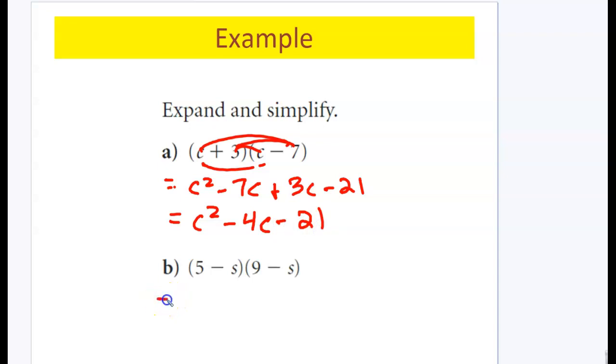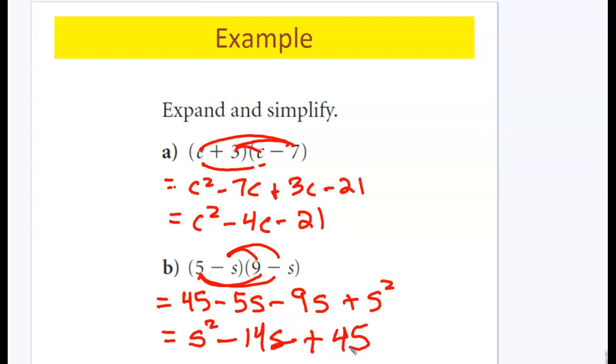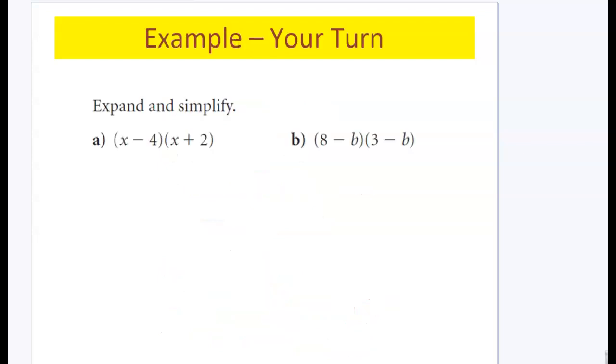Okay, in the next example, I'm going to have 5 times 9 is going to be 45. 5 times negative s is negative 5s. Negative s times 9 is negative 9s, and negative s times negative s is going to be s squared. And quite often, when we regroup things, we will write with our highest power in front. So I have s squared minus 14s plus 45 as my final answer. Okay, I encourage you to pause the video and give these two a try.